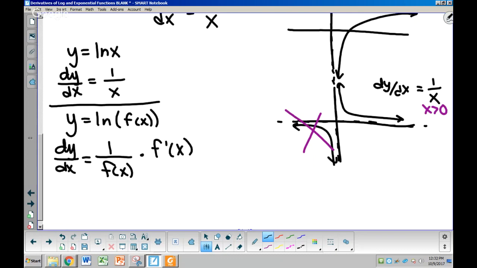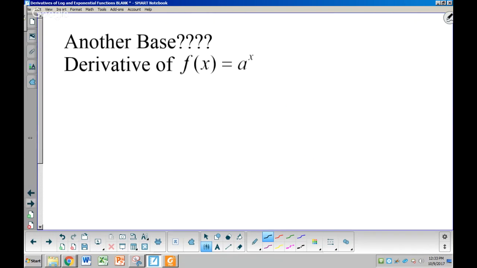Now, a lot of people make it very easy on themselves and say, well, that's just the derivative over the function itself on the inside. So it's f prime of x over f of x, because this is really over 1 here. So the derivative of e to the x, very easy. The derivative of ln of x, very easy: 1 over x, or 1 over the function times the derivative of the inside. But what if it's not e? And it's some other base, like 2 or 3 or 5 to the x.